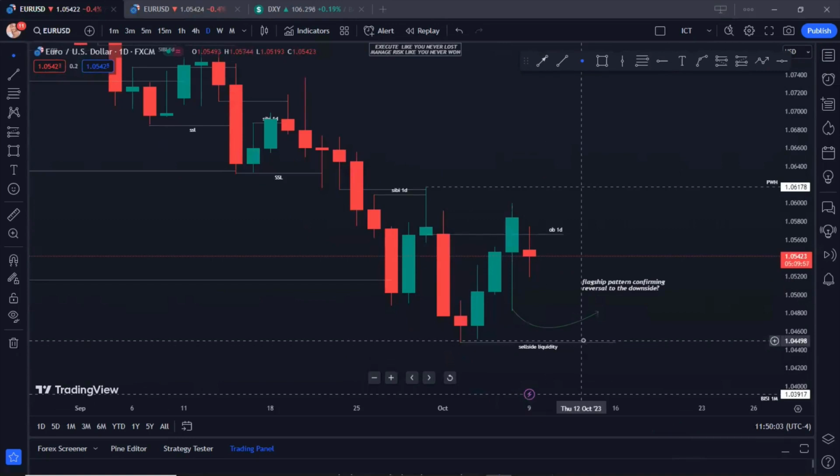So that is it, guys. That's the anticipation for the week. That's what we are looking out for on both DXY and Euro USD. Keeping it very simple, okay?